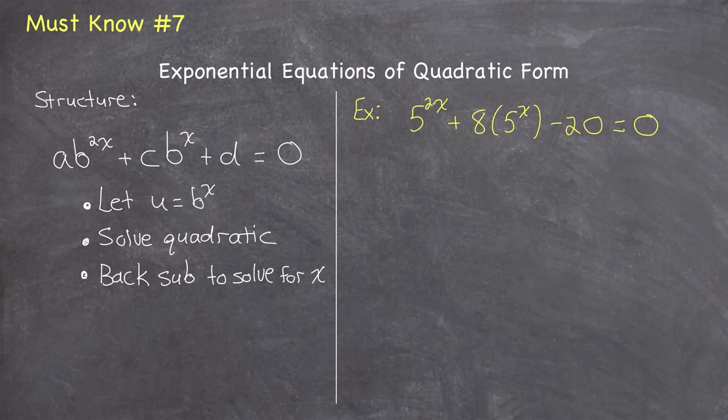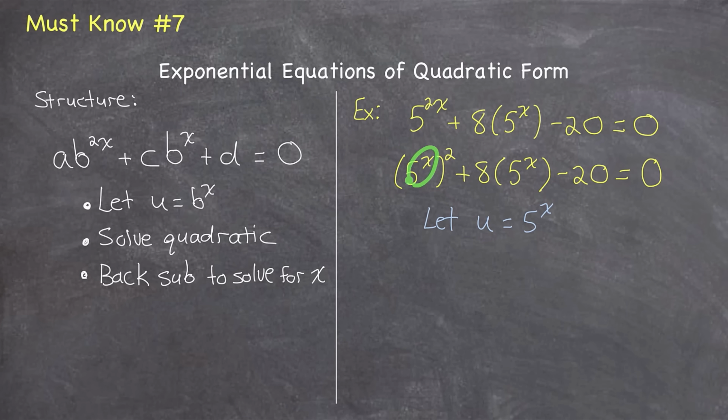And to make it clear as to what I'm going to be doing, I'm actually going to start by rewriting this power. Instead of writing it as 5 to the power of 2x, using an exponent rule, I know I could rewrite this as 5 to the power of x squared. And now notice here and here I have 5 to the power of x. So what I'm going to do is I'm going to let u equal 5 to the power of x.